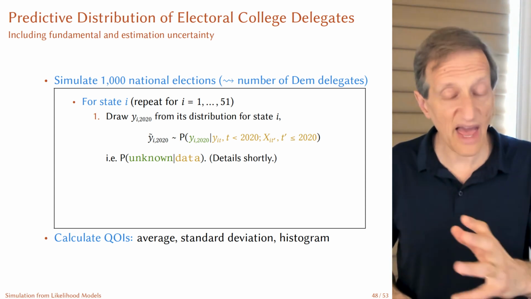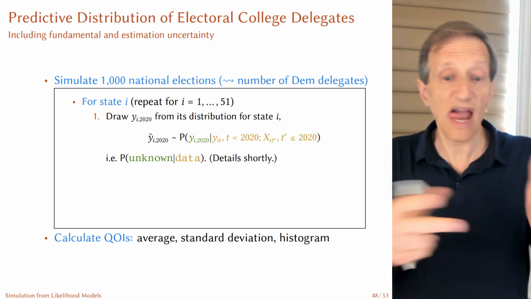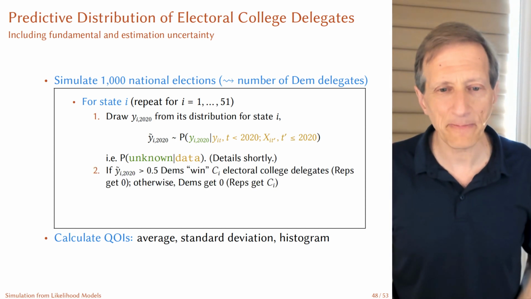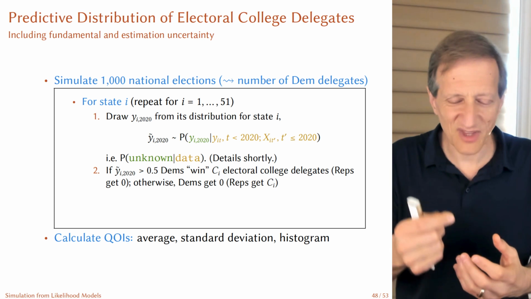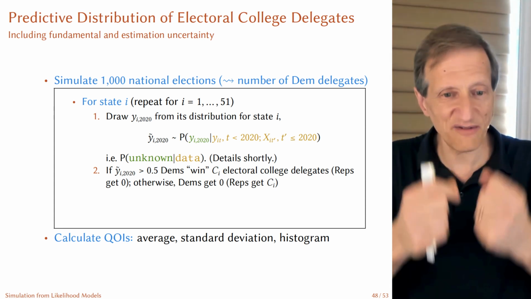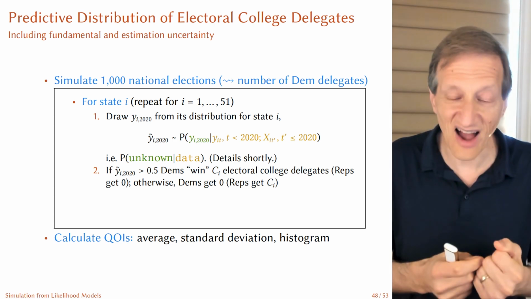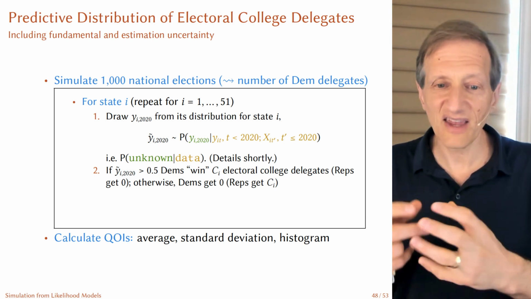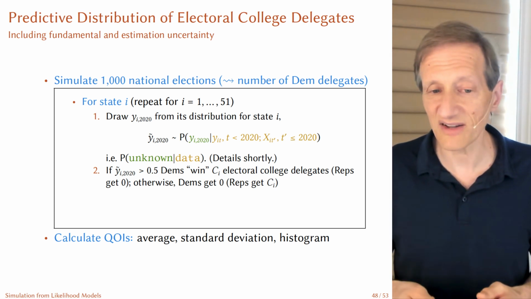I'm going to show you how to do that on the next slide. But for the moment, I'm going to assume that we know how to do it, and we're going to figure out what to do with it. Once we have a feel for what to do with it, we'll go and calculate it. So what will we do with it? We will take the simulations, not the deterministic predicted value, of which there will be a lot. If the simulated Democratic proportion of the two-party vote in 2020 in state i is greater than 50%, then the Democrat wins all of the Electoral College delegates available to that state. Otherwise, the Republican wins all of the Electoral College delegates in that state.